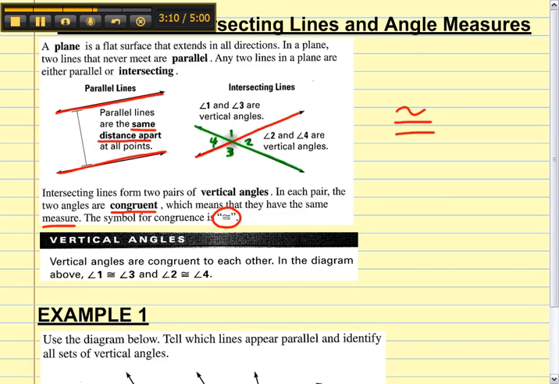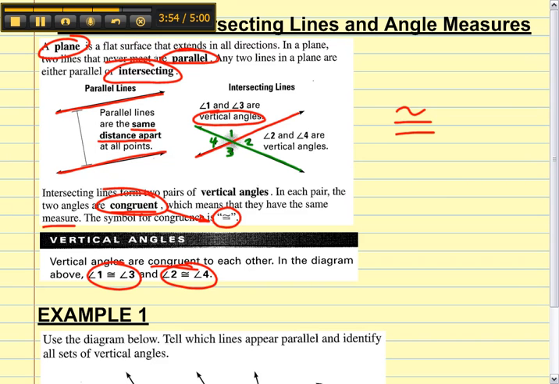Okay? So, we've got a lot of things that we need to know from this section so far. We need to know what a plane is. We need to know what parallel means. We need to know what intersecting means. We need to know what vertical angles are. We need to know what the word congruent means. And we need to know the symbol for it, Aiden. Do we know all of that? Yes. I mean, we'll have to memorize it. We'll have to look at it again and again to keep it in our head, but we understand it. Okay? Now, vertical angles are congruent to each other. In the diagram above, angle 1 is congruent to angle 3, and angle 2 is congruent to angle 4. We just said that. Okay?